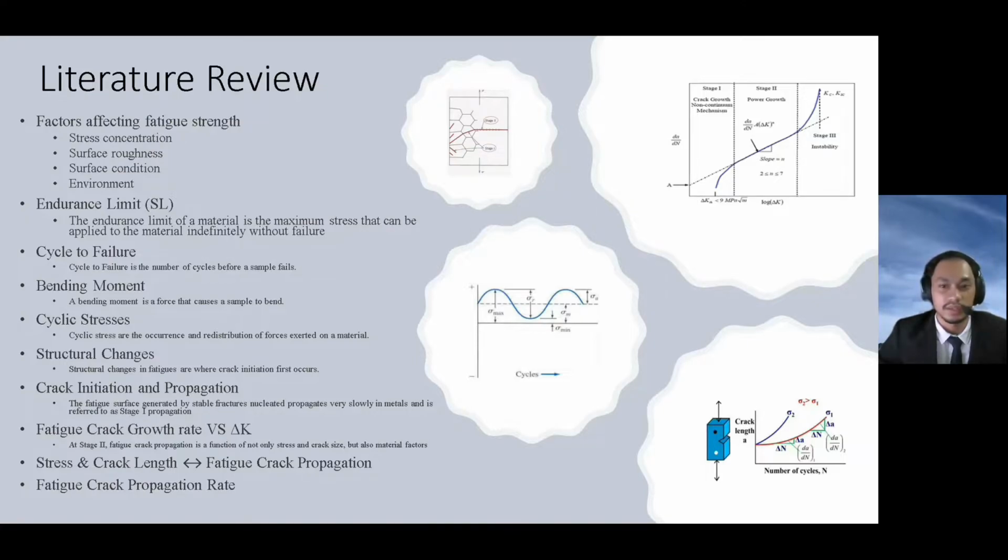Structural changes in fatigue are where crack initiation first occurs. Crack initiation and propagation are the fatigue surface generated by steel patches. Nucleated propagates for certain metals. Fatigue crack growth rate precedes change of temperature. At stage 2, fatigue crack propagation is a function of not only stress and crack size but also material factors. And the other two topics were stress and crack length to fatigue crack propagation and vice versa. And then the last but not least is the fatigue crack propagation rate.